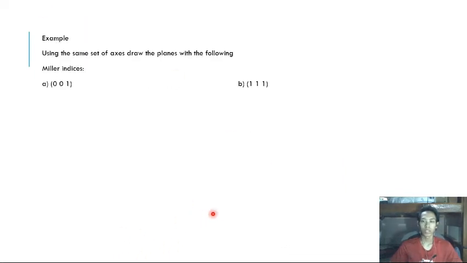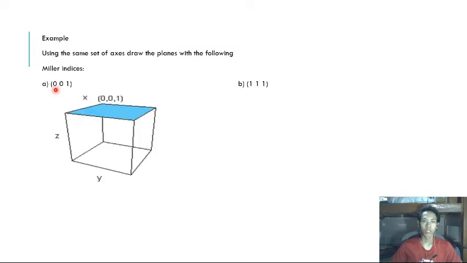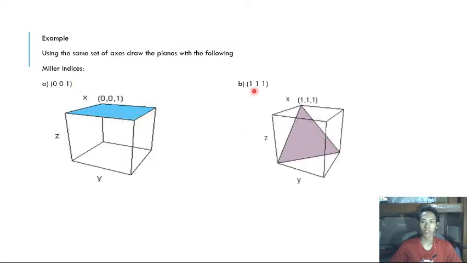Next we take a look at some examples. Using the same set of axes, draw the planes with the following indices. Here we have (001). So it is parallel to x and y, so it is up here at 1. If it is (111), it touches all axes, so it becomes a triangle.